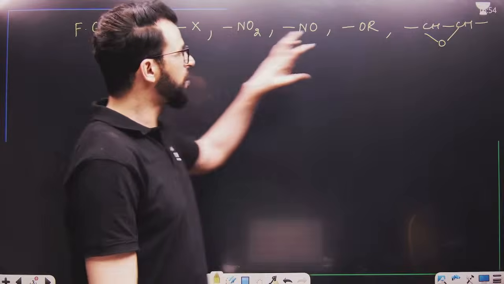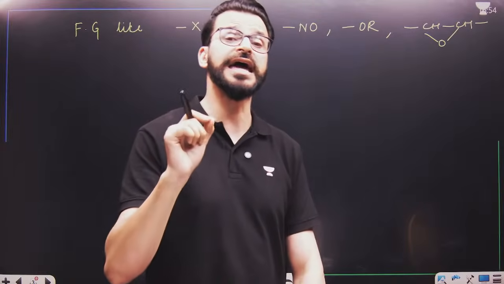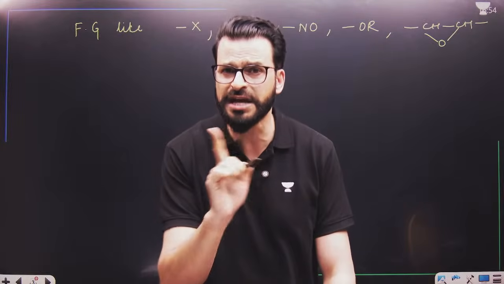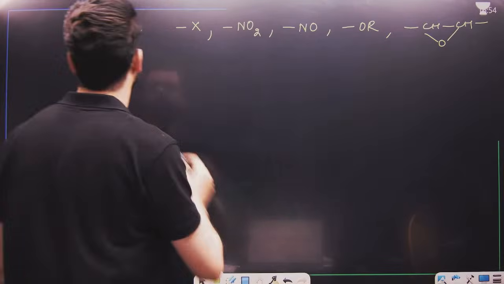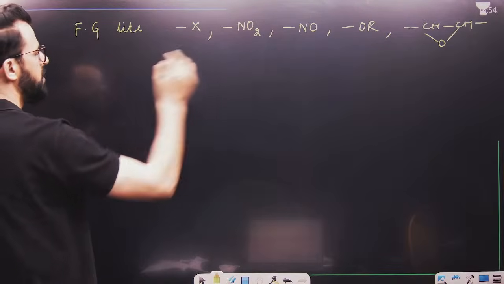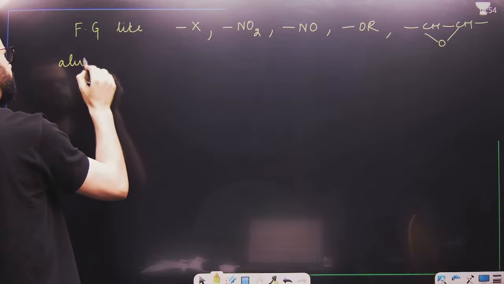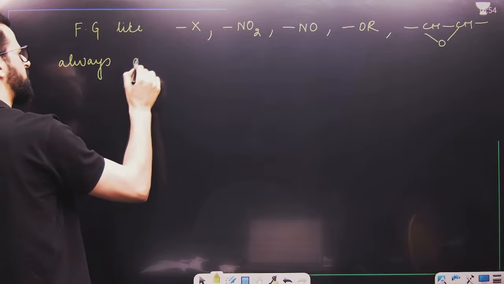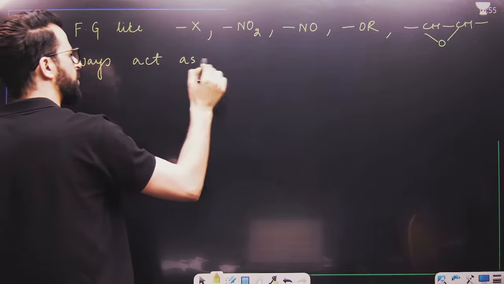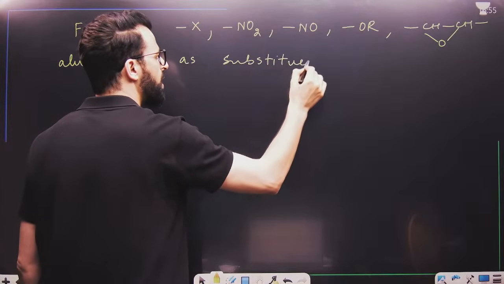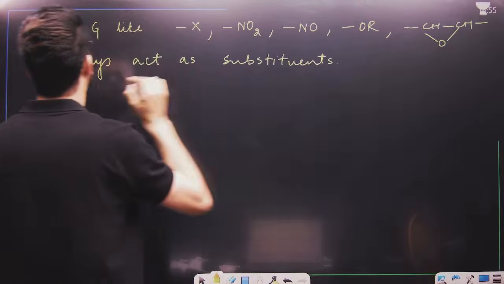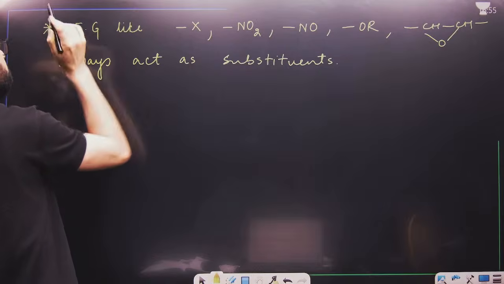So these functional groups always act as substituents. They can never act as principal functional groups. Let me write down the functional groups like these that always act as substituents. They will never act as a principal functional group.